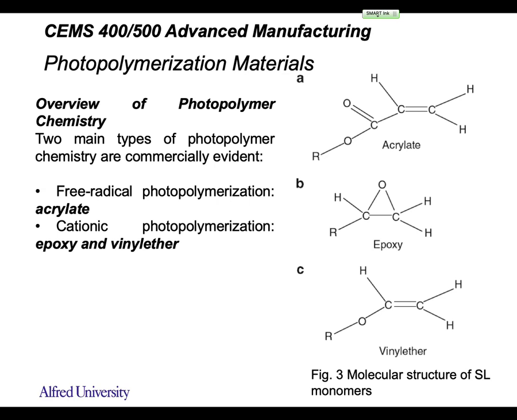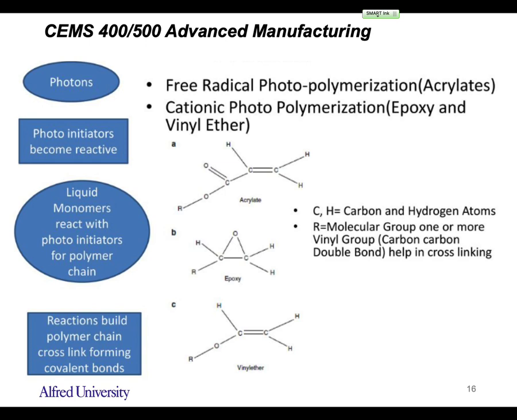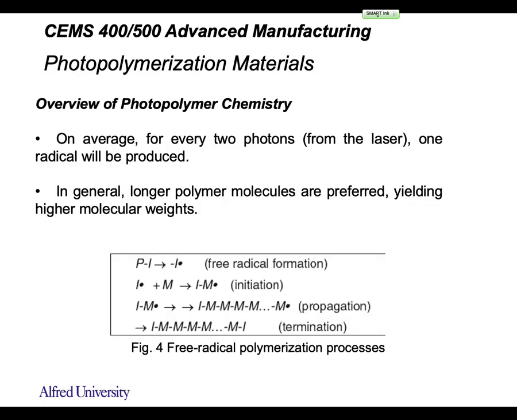This is for the cationic. You have to get a salt to start that polymerization. It's not the same as the radical process. Okay, I can show you the example for free radical. Let's jump to this.